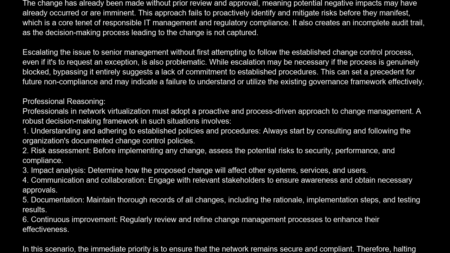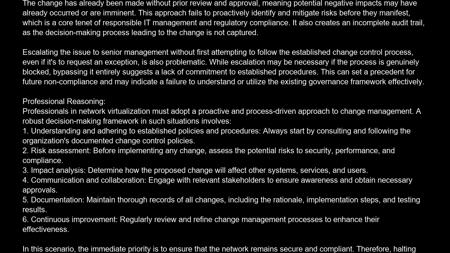Escalating the issue to senior management without first attempting to follow the established change control process, even if it's to request an exception, is also problematic. While escalation may be necessary if the process is genuinely blocked, bypassing it entirely suggests a lack of commitment to established procedures. This can set a precedent for future non-compliance and may indicate a failure to understand or utilize the existing governance framework effectively. Professional reasoning.